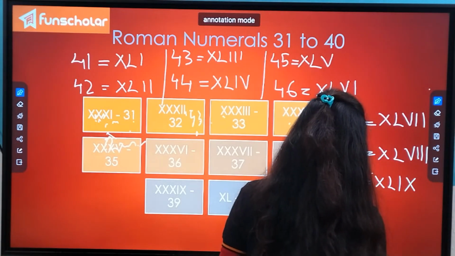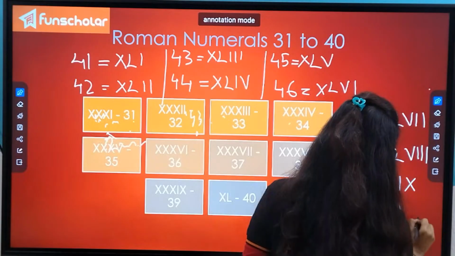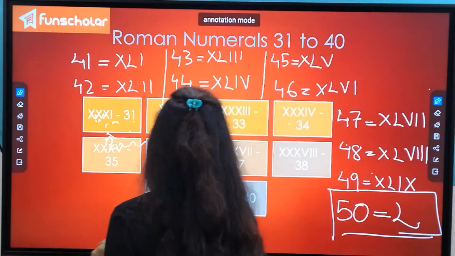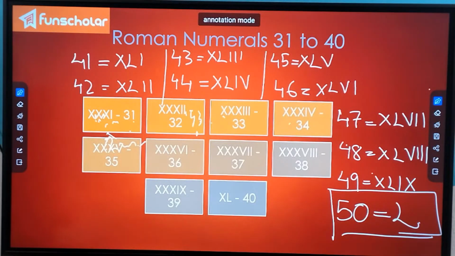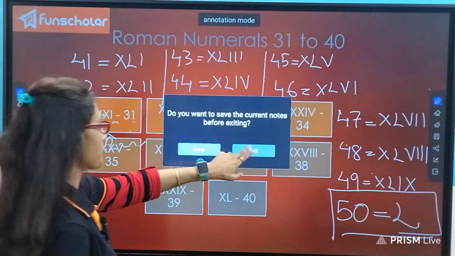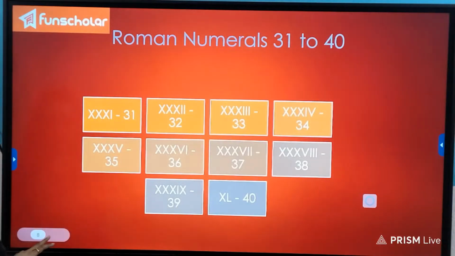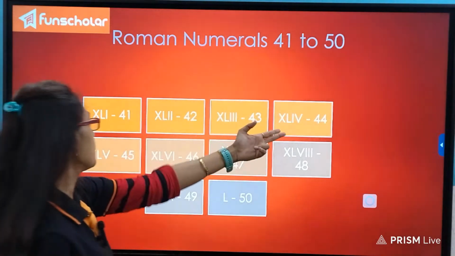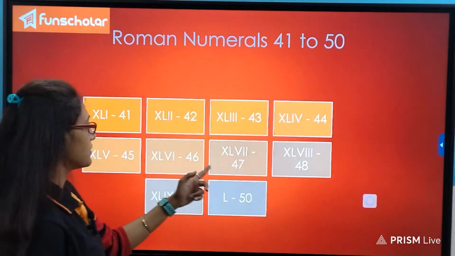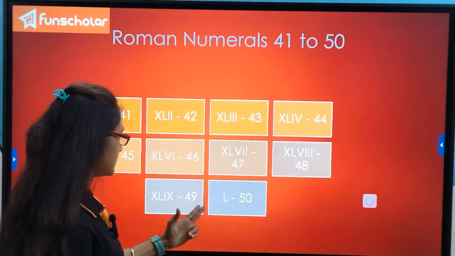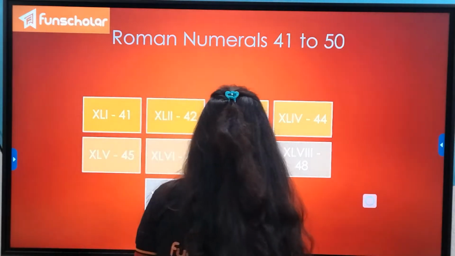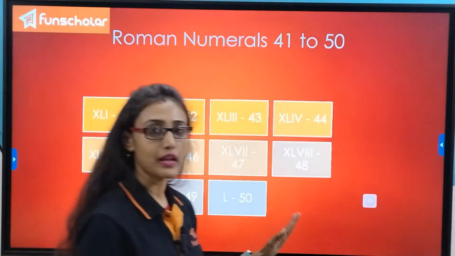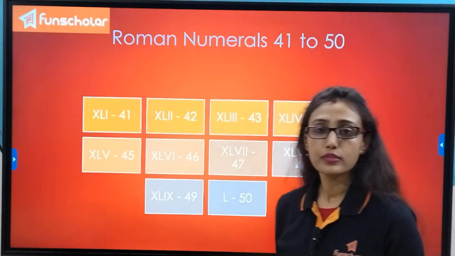And 50 will be what? 50 will be L. So, your syllabus there is up to 50 only. So, let's check now. 41, 42, 43, 44, 45, 46, 47, 48, 49 and 50. Clear? So, I have just now taught you how to write from 1 to 50.